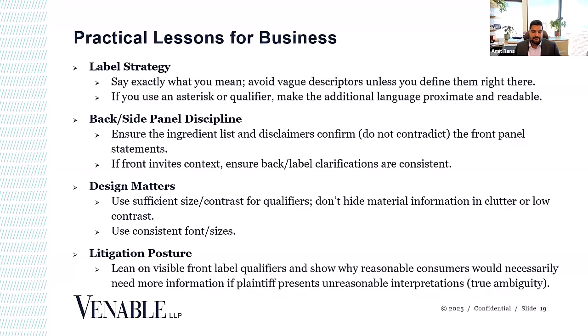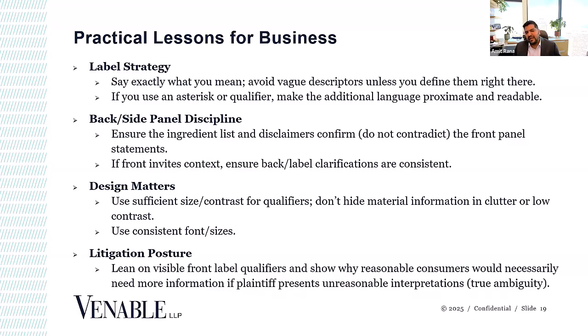I think the first primary good label governance, good label compliance, is just say what you mean on the front. Vague descriptors are going to get you into hot water. And so if you want to use a term like sustainable or natural or plant-based, just tell the consumer what you mean by that term up front. If you use an asterisk or a qualifier, make that additional language proximate and readable.